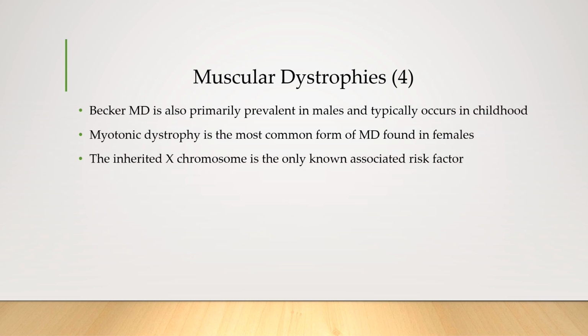Becker MD is also primarily prevalent in males and typically occurs in childhood. Myotonic dystrophy is the most common form of MD that is found in females. The inherited X chromosome is the only known associated risk factor.